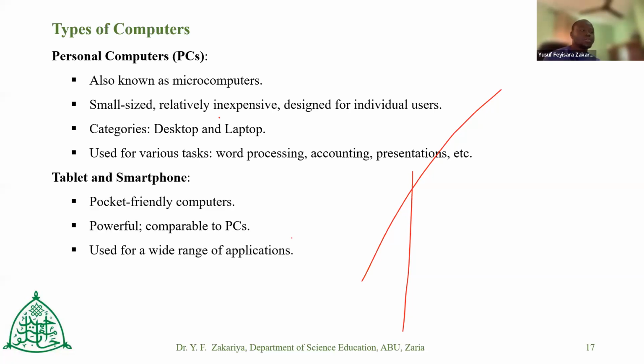So we also have the tablet and the phone. Some of you have tablets, some of you have smartphones, and some of you have Nokia phones. Okay, it's fine, no problem. These are still computers, and they are pocket-friendly, you can put them in your pocket. They're also powerful. Some smartphones now even have more capability than some laptops. They are used for a wide range of applications, so many things depending on your choice. So I think we are done with the types of computer.